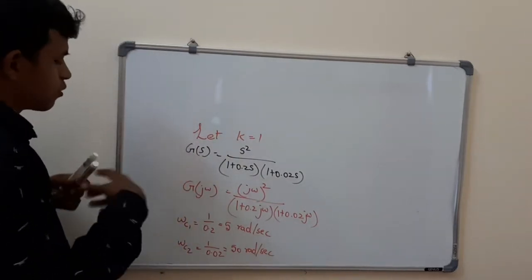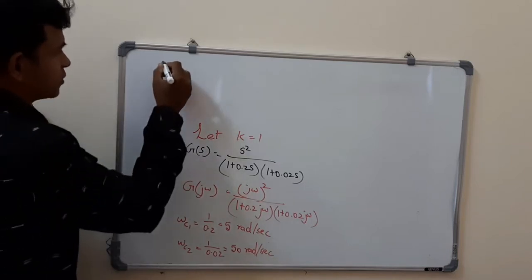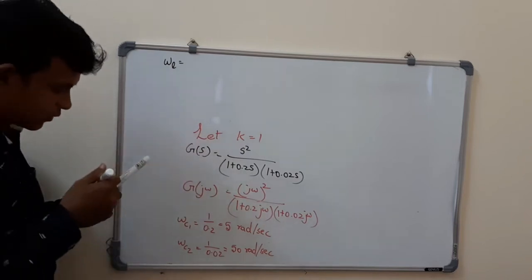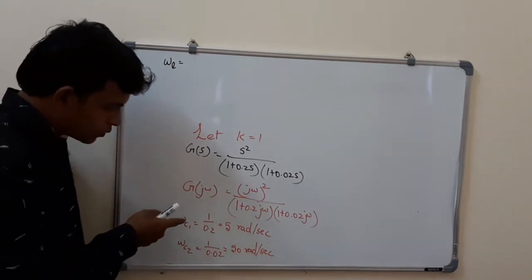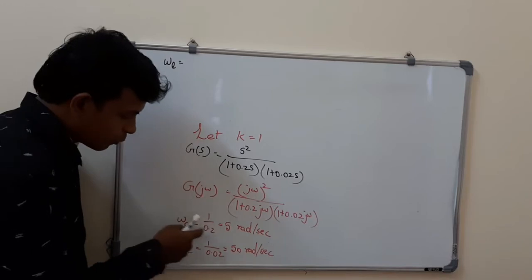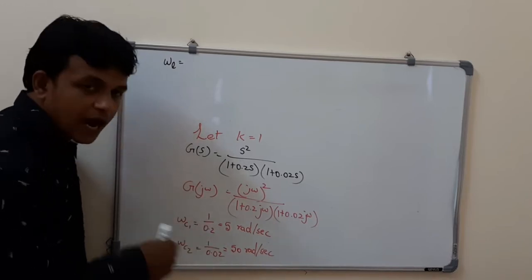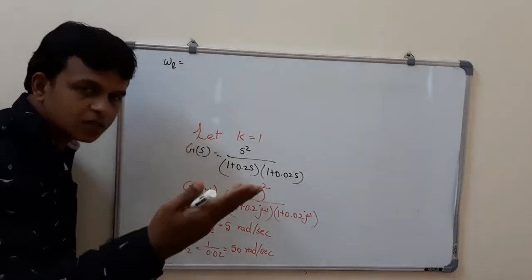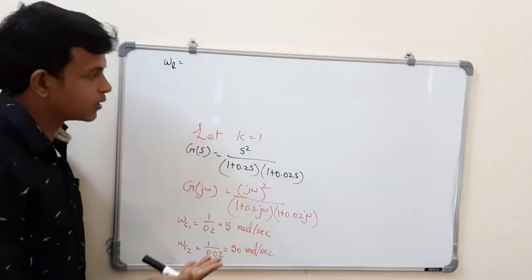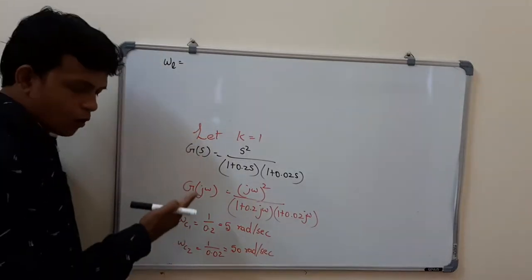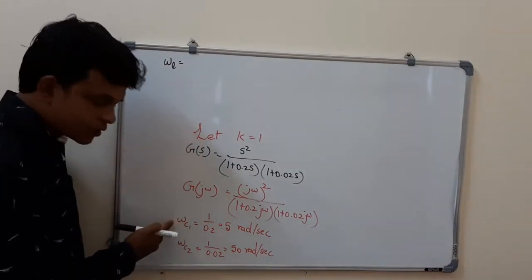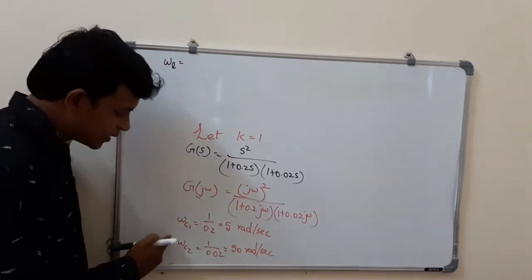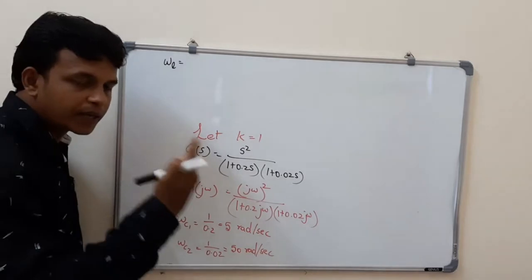So let us name them omega L and omega H. Choose the lowest frequency and the highest frequency. The lowest frequency is 10 times lower than the first corner frequency, and the highest frequency is greater than 10 times the highest corner frequency. So the lower frequency is lower than the lowest corner frequency by 10 times, and the higher frequency is higher than the highest corner frequency by 10 times.